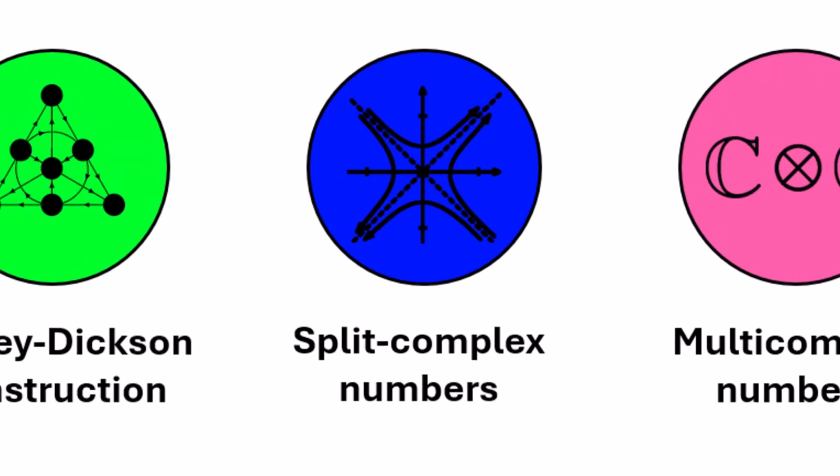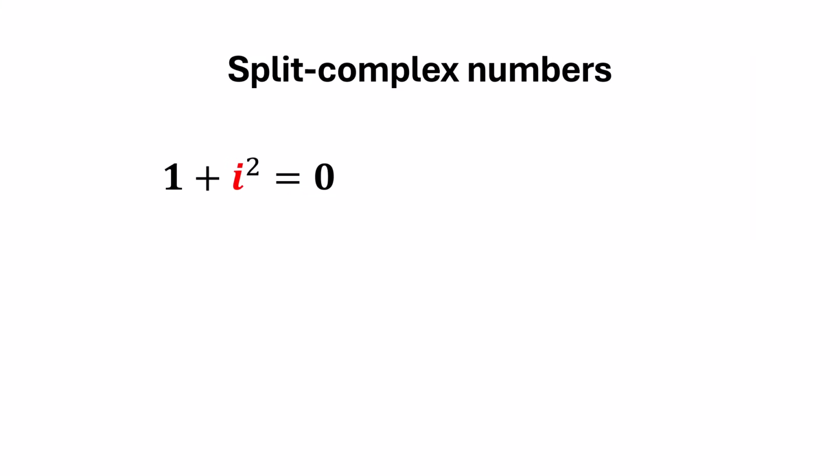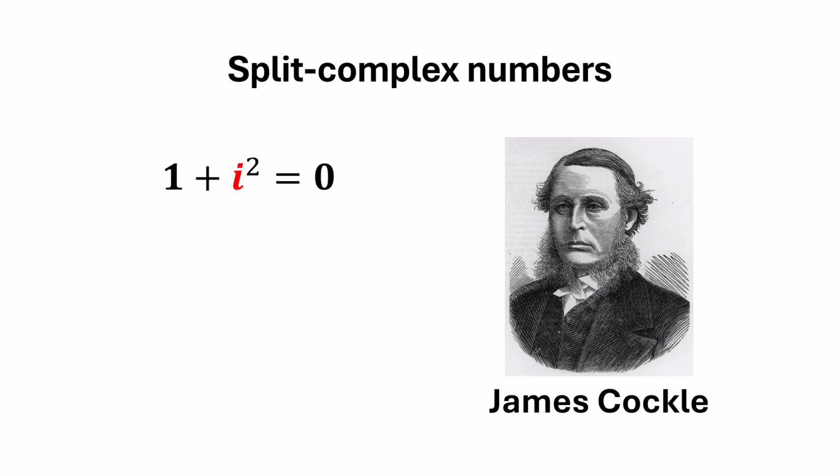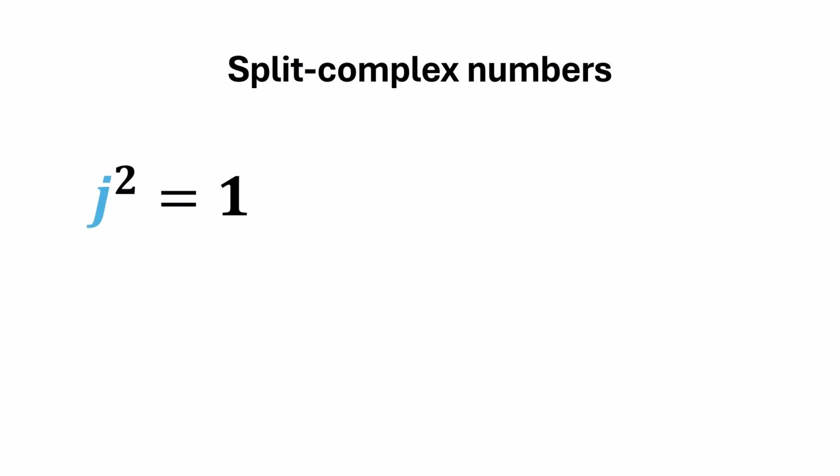Split complex numbers. Just like how i was defined to be the solution to this equation, which had no answer in the real numbers, James Cockle defined j in 1848 to be the solution to this equation. Originally, it was intended to be a number whose square root is -1. However, its meaning changed throughout history. Nowadays, it is simply considered to be the solution to the equation j squared equals 1, where j isn't 1 or -1.